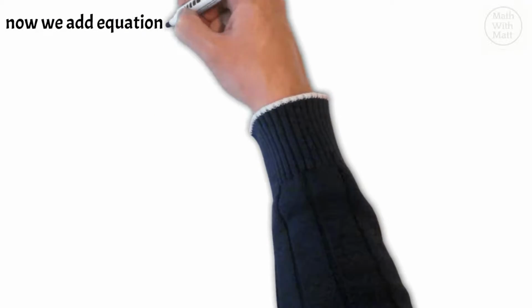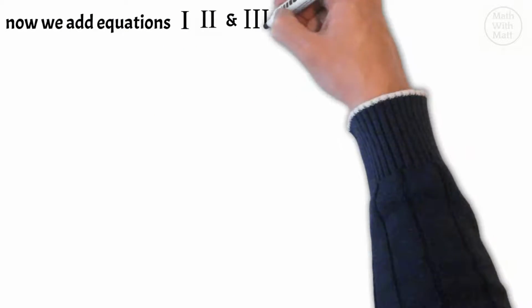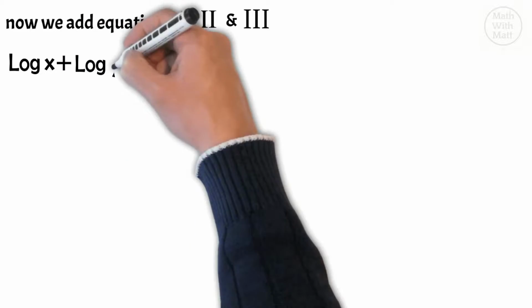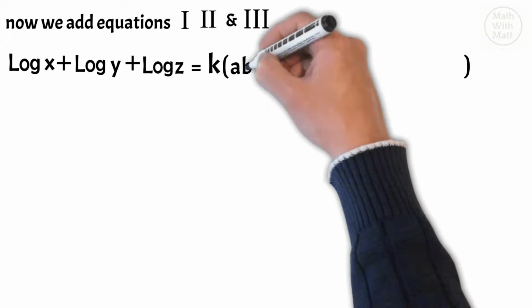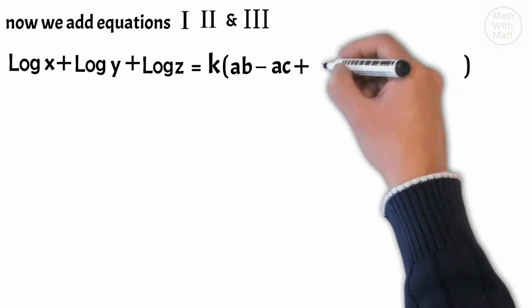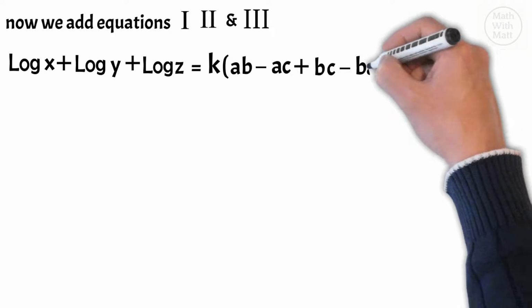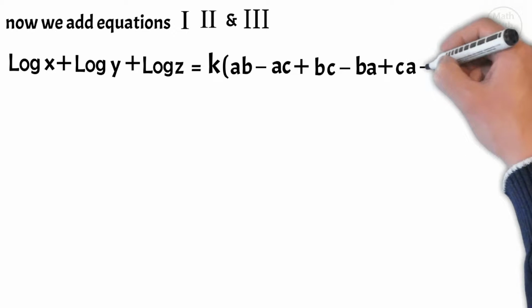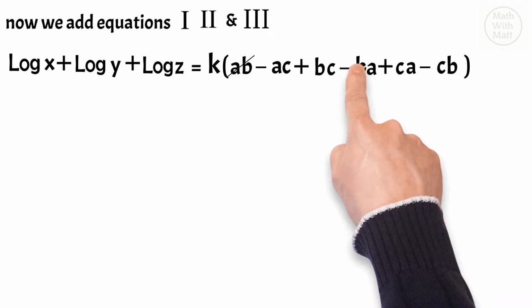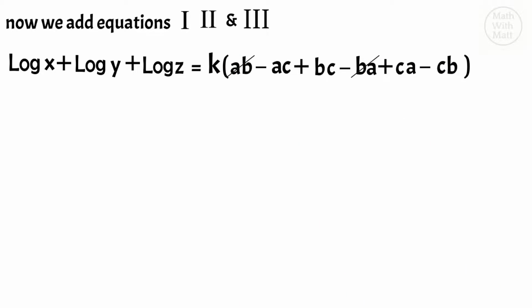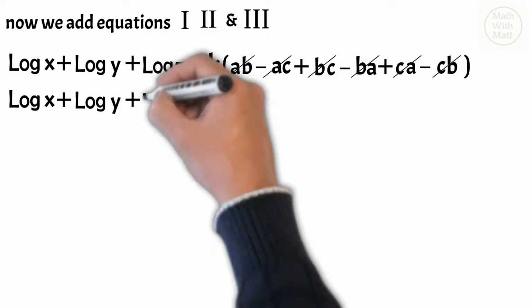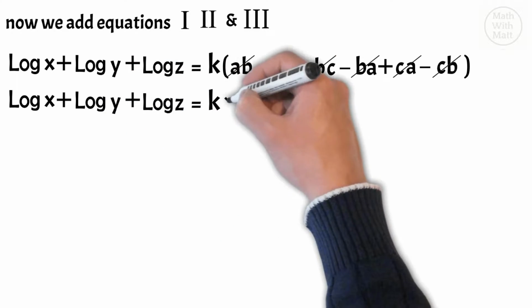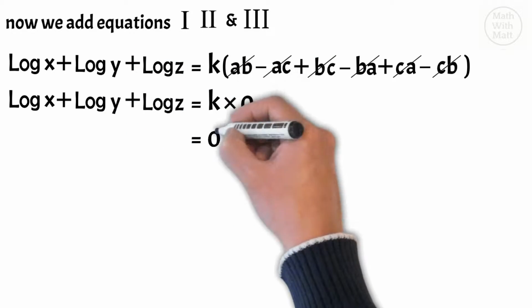Now we add the equations 1, 2, and 3 to get log x plus log y plus log z equals k times (ab minus ac plus bc minus ba plus ca minus cb), in which ab and ba will cancel out, then ac will cancel out ca, and lastly, bc will cancel out cb, leaving only 0. This 0 is to be multiplied with k, which obviously comes to 0.